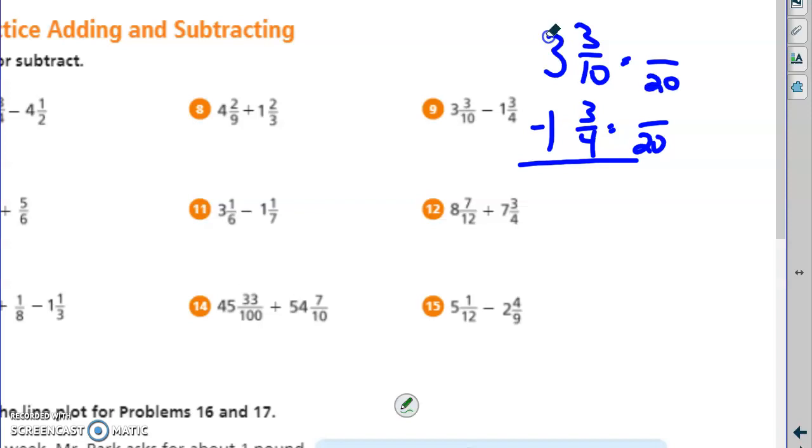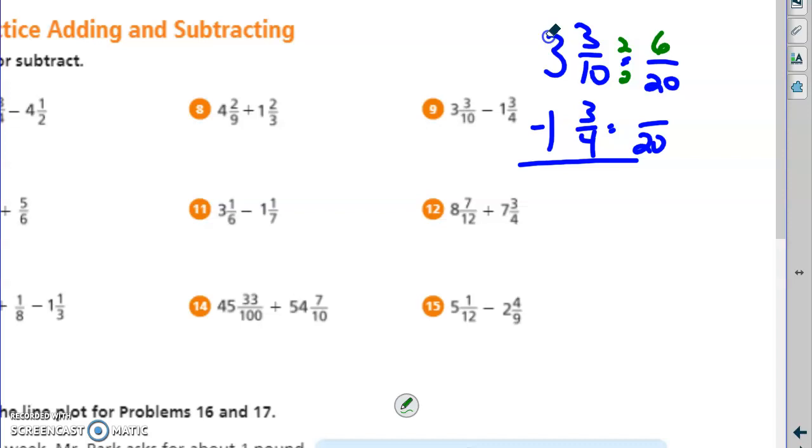Now we're going to make our equivalent fractions. 10 times what is 20? 2. 3 times 2 is 6. Whatever you multiply the denominator by, you multiply the numerator by. Okay, I like to write those little numbers there. You might think that's a little weird, but whenever I don't write those numbers down and I keep it in my head, I tend to make mistakes on that top number. So for me, writing those numbers down really helps me get it right.